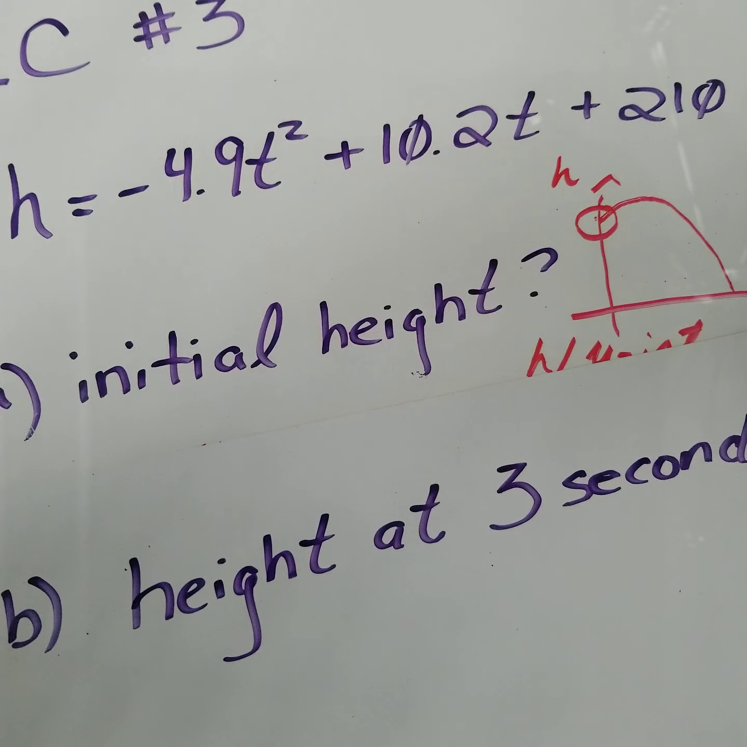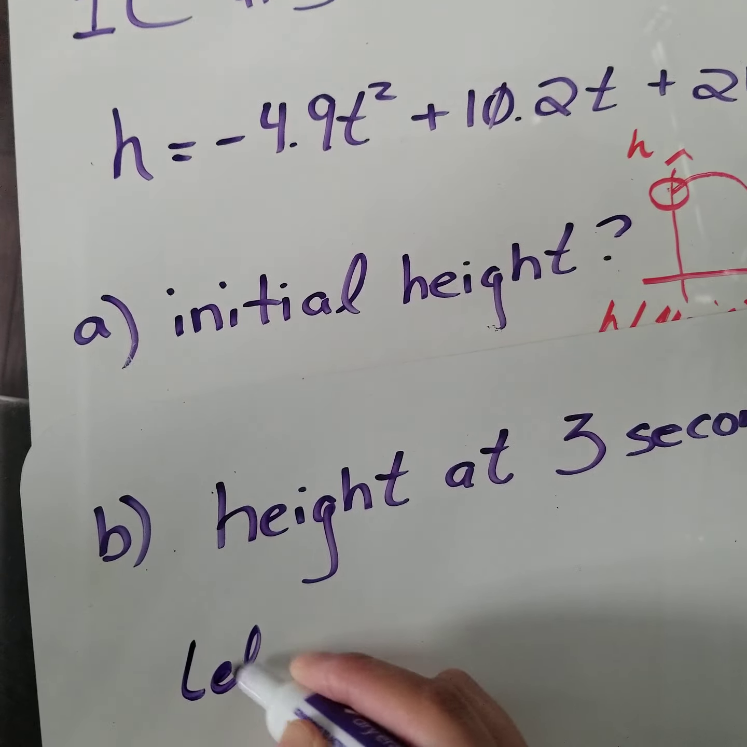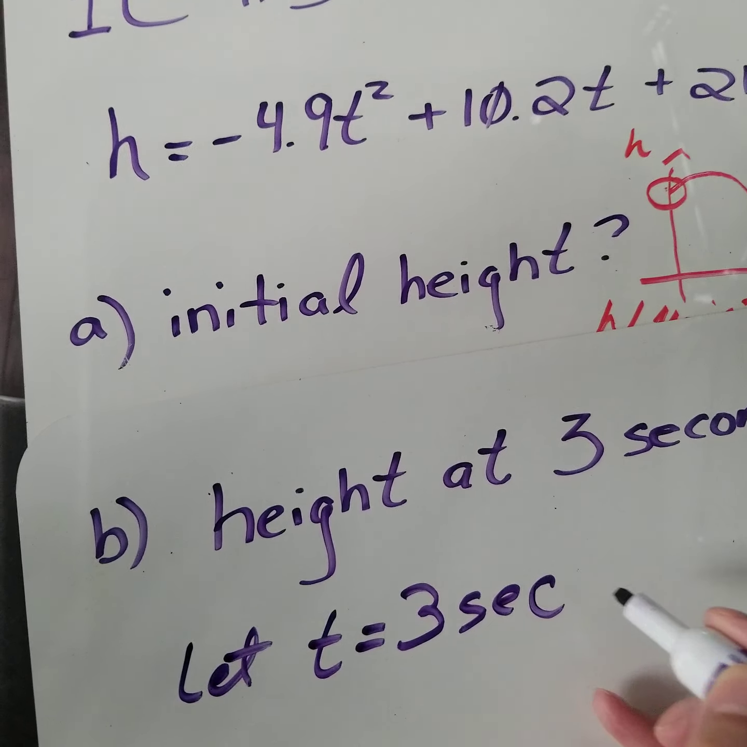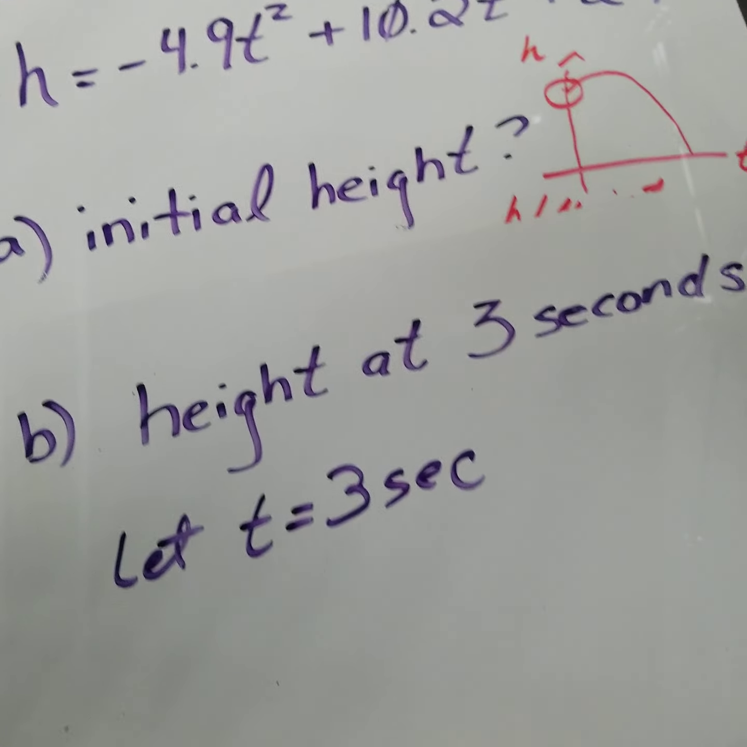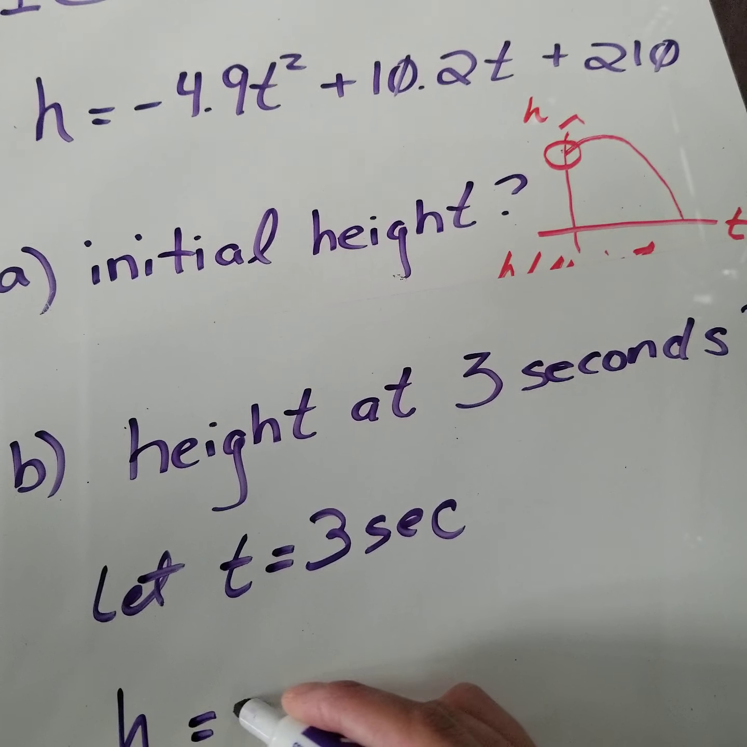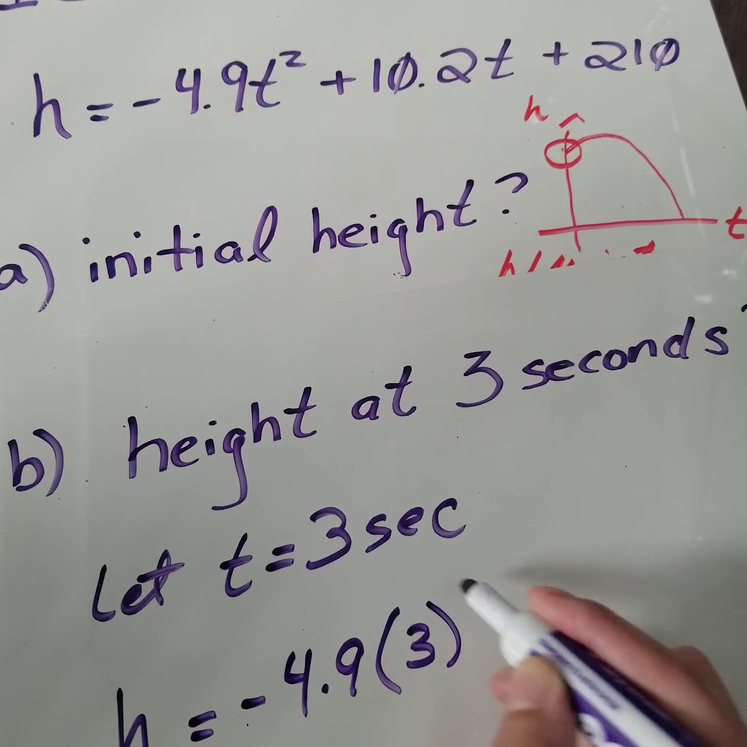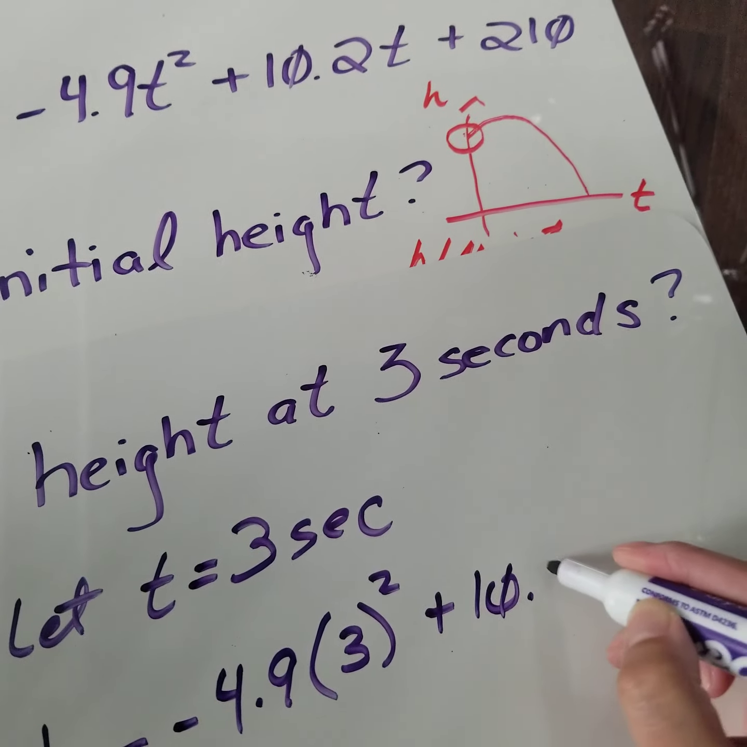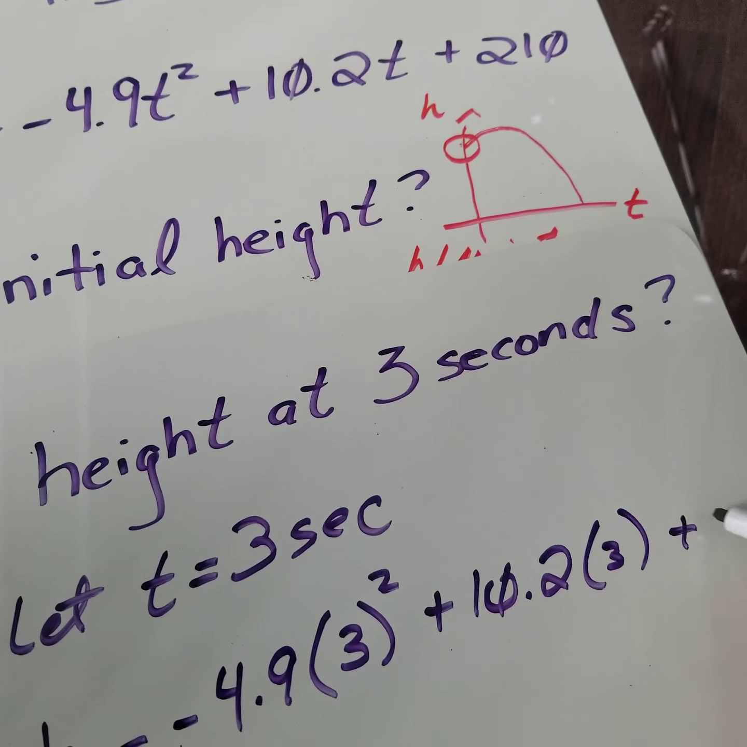So let's try that again. We're going to say let the time be at 3 seconds. Then we'll make the substitution in this equation. So let's do the height is equal to negative 4.9. We're going to write 3 squared. Then we're going to add 10.2, multiply this by 3, and then we're going to add 210.